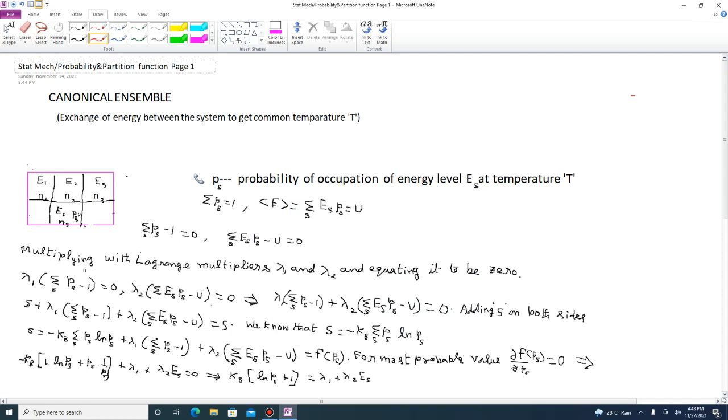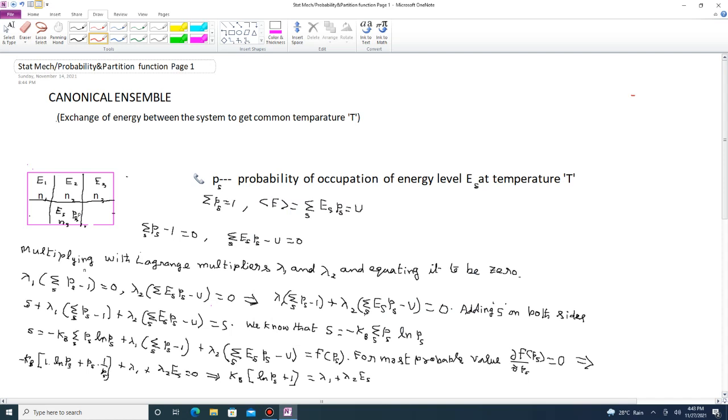Now we are going to discuss statistical mechanics. Here we are going to find the average energy of the system by using the probability and the partition function. Now let us consider a canonical example.